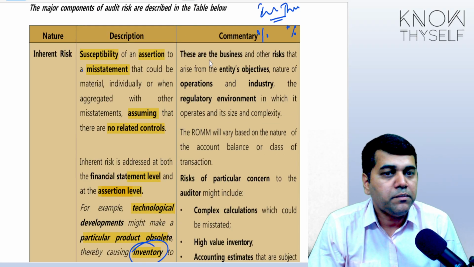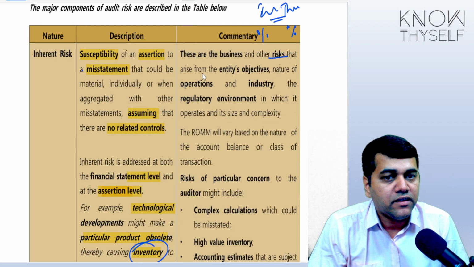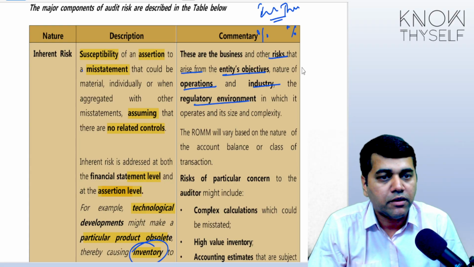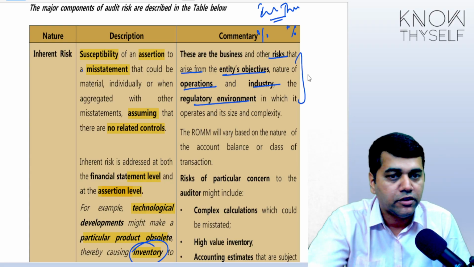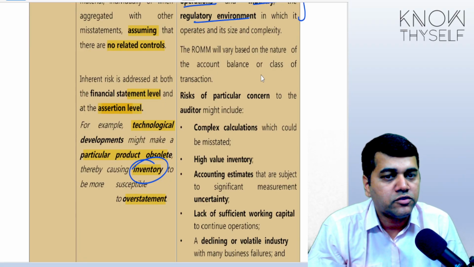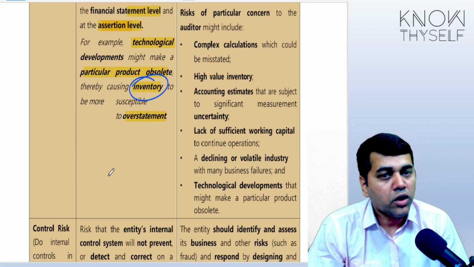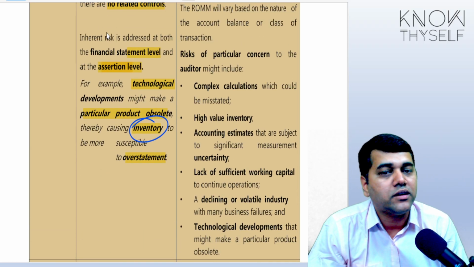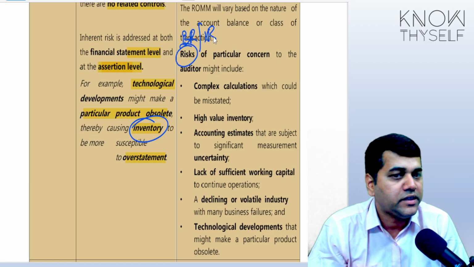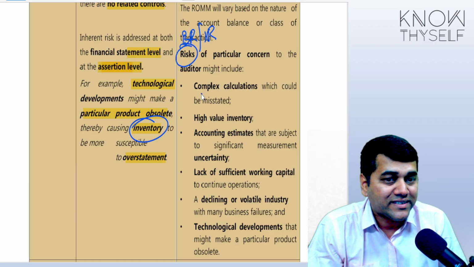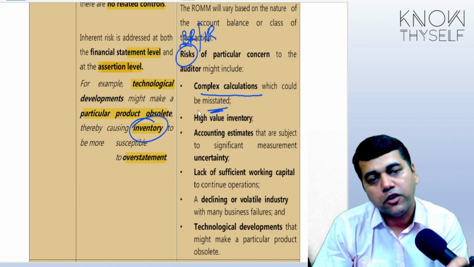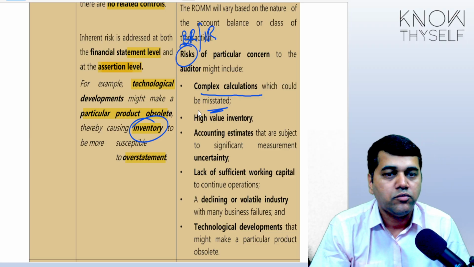Now, there are business and other risks that arise from the entity's objective, nature of operations, industry and regulatory requirements. That's why you need to understand industry, regulation, etc. The risk of misstatement varies based on the nature of the account balance or class of transaction. Now, what are the business risks that are of particular concern to the auditor? When you talk about risk, we are talking business risks, or another name is inherent risk. Now, complex calculations which could be misstated. Now, what is going to happen, students, if the complex calculations are misstated? What is the business risk?